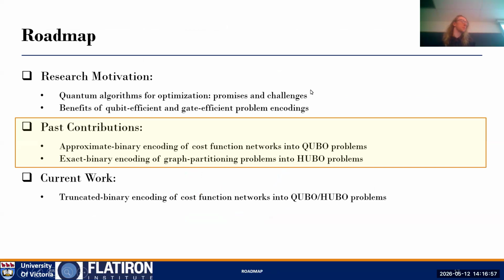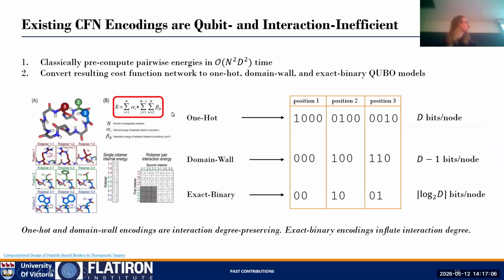And that motivates the rest of the talk, where I'm going to present some compact encodings of a few different problem structures. First, and this was a part of my doctoral work, I was interested in taking cost function networks within a biomolecular context and running those on quantum computers.